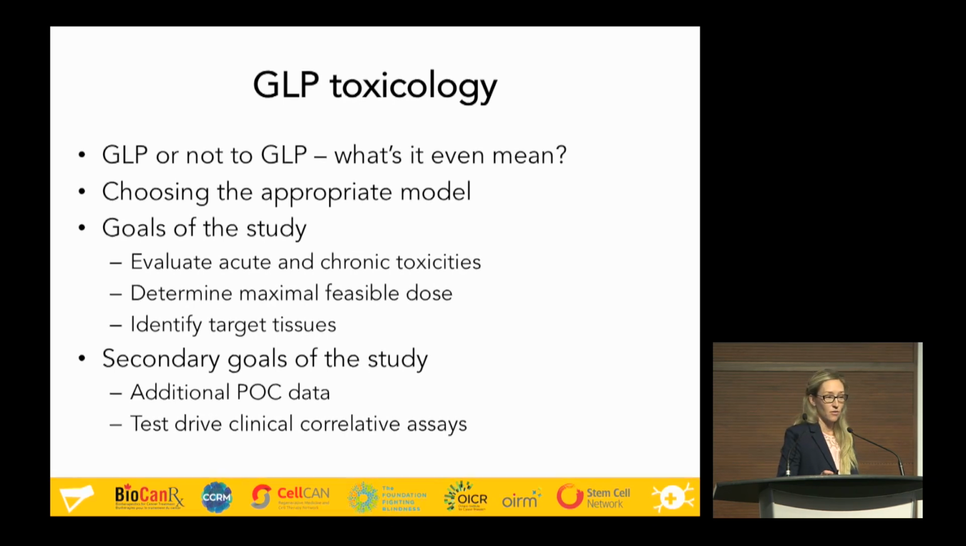Secondary goals of the study. For us in particular, we looked at the non-human primate study, which was very expensive, as an opportunity to not only assess toxicology, but also to assess efficacy. So we were able to take additional correlative and clinical data, assessing the immune response to the vector and the immune response against the tumor-associated antigen. So we were able to build a very substantial tox package, but also some really interesting data that suggests that the product would be efficacious in an outbred population.